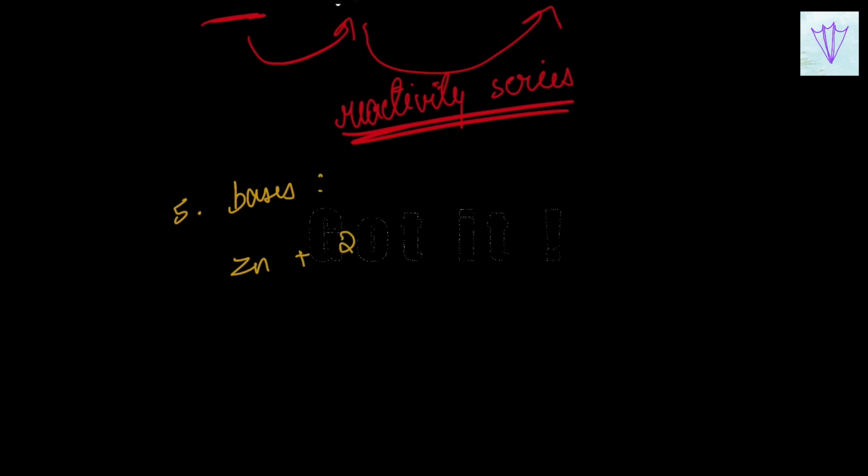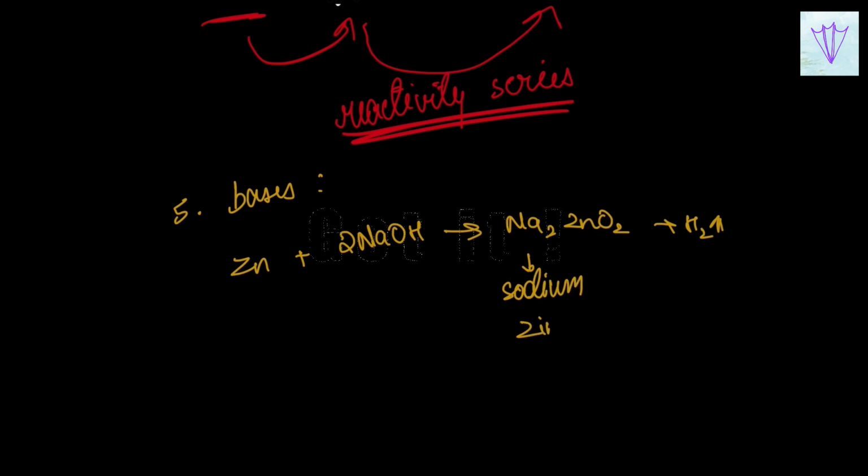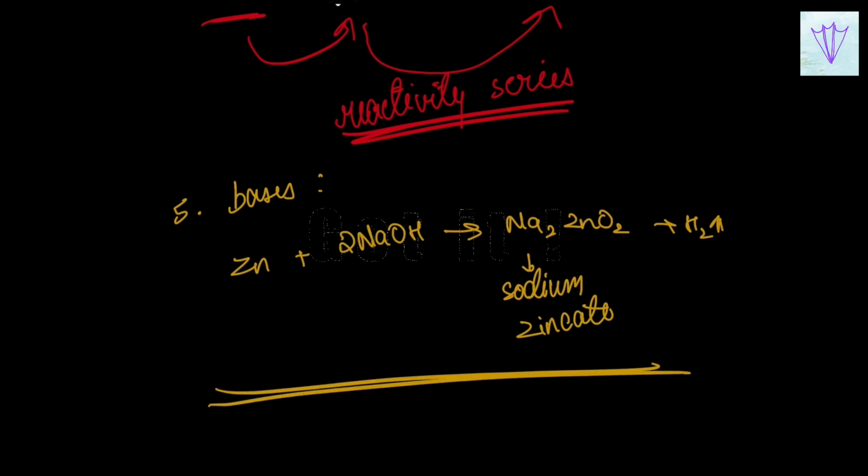Zn plus 2NaOH will give rise to Na2ZnO2 plus H2 gas. So this is sodium zincate. So with this we've understood the chemical properties of metals.